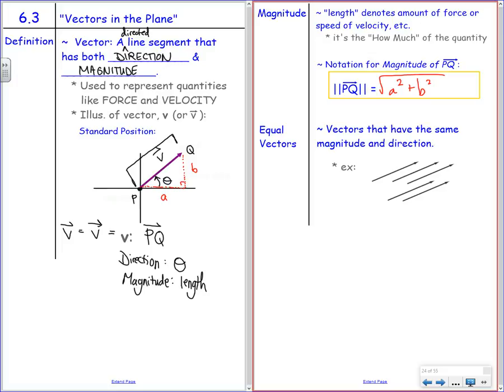Here's something super crazy about vectors. All of these vectors are equal. Why is that weird? They don't look equal. They're not all in the same place, right? But they're all equal.